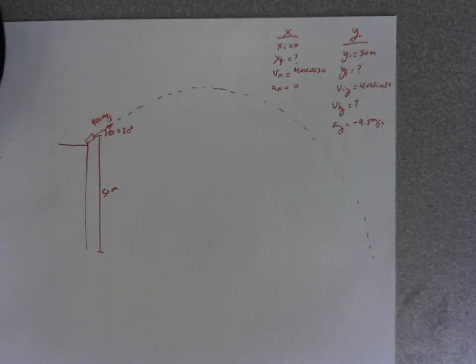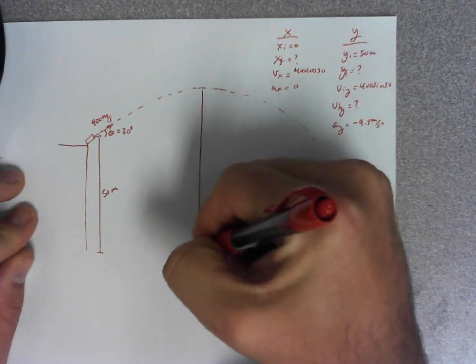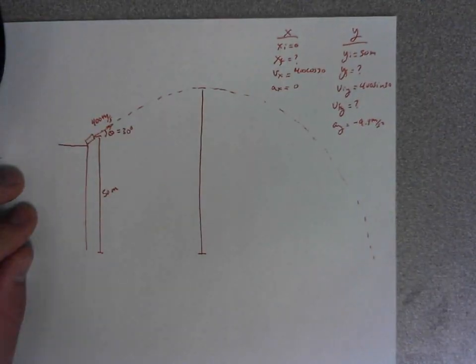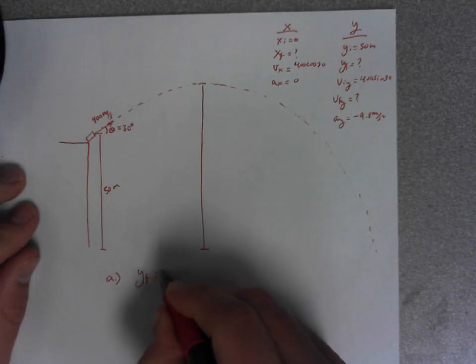All right. I'm just going to solve for several different variables. A common thing that you might be asked is, let's choose this one: how high off the ground does the cannonball get? So we'll just call this part A. We're going to solve for y final.